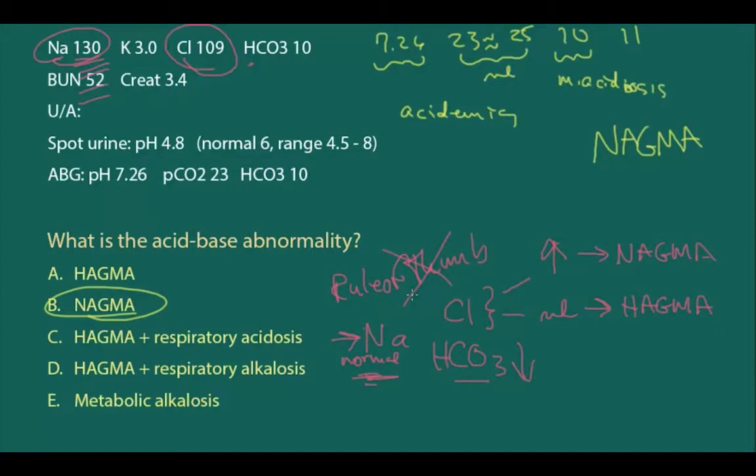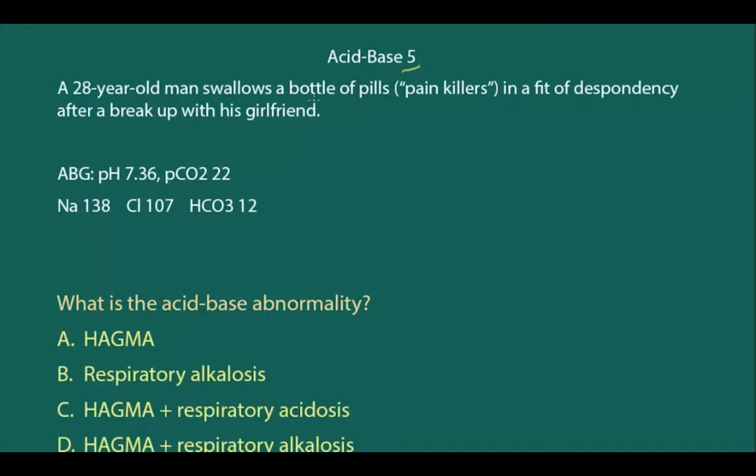Question number 5. 28-year-old man swallows a bottle of pills in a fit of despondency. pH 7.36, PCO2 22, bicarb 12, expected PCO2 27, anion gap 19. Left to right, this patient has a normal pH, PCO2 is 22, which is less than the expected PCO2, so he's blowing off some of the CO2. He's hyperventilating, he has a respiratory alkalosis. Bicarb is low, anion gap is high, he has a HAGMA.